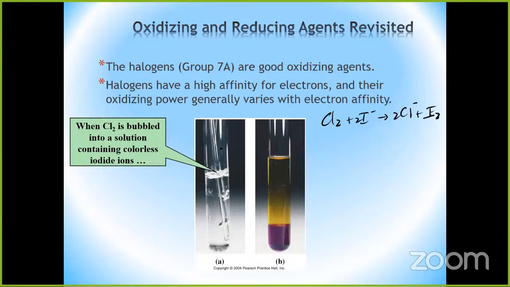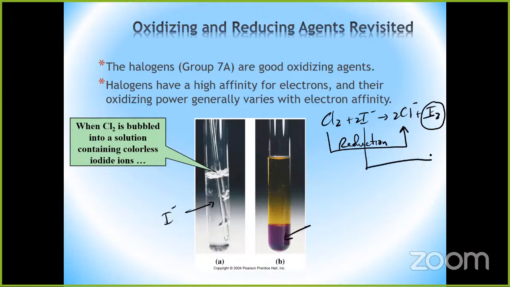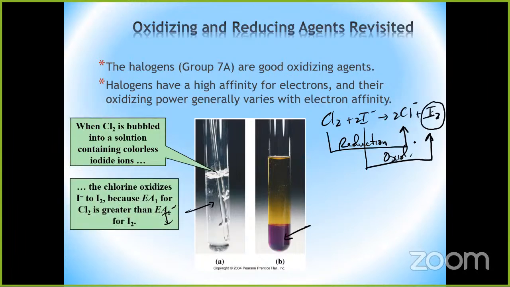If you bubble chlorine gas into a colorless solution containing the iodide ion, I minus, the reaction will result in the formation of iodine, which is this purple solution right here. This is a redox reaction, because the chlorine is undergoing reduction and the iodide is undergoing oxidation. So basically chlorine is a stronger oxidizing agent compared to iodine. Okay, so that's as far as that is concerned.